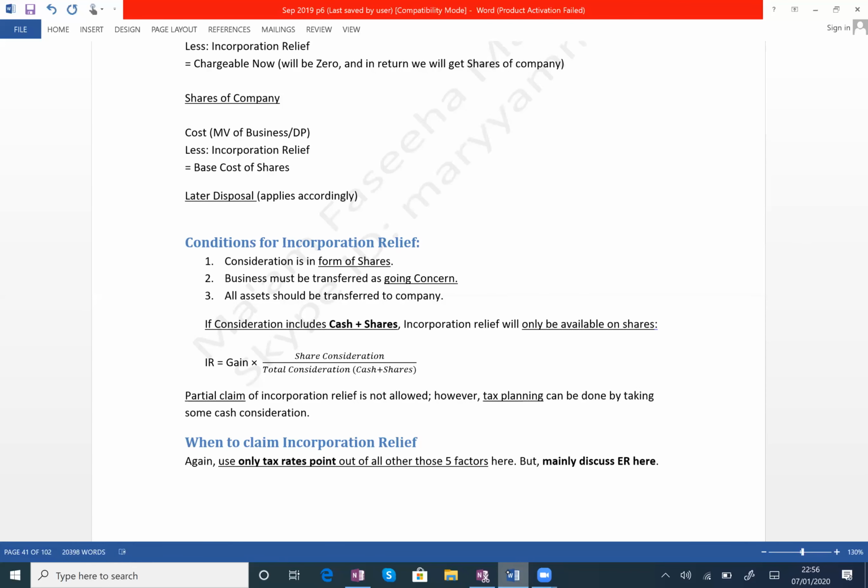No, because the first condition is that you will get the incorporation relief only if the consideration is in the form of shares. If you get cash along with shares, then on the cash portion there is no incorporation relief. So what will be the formula then? When cash is received, incorporation relief is equal to gain multiplied by share consideration divided by total consideration. Total means cash plus shares.